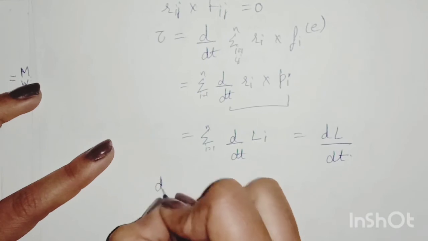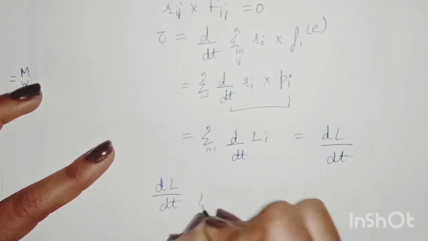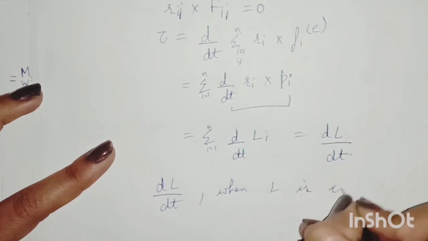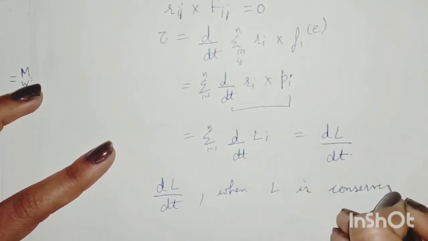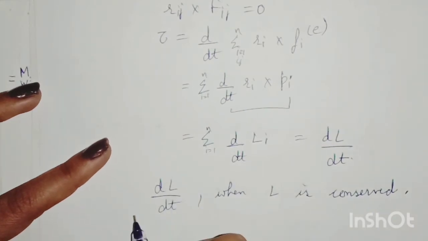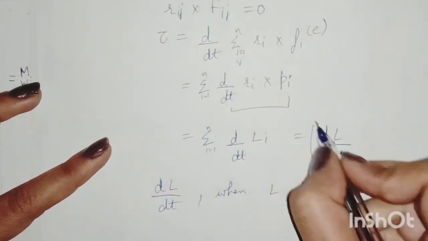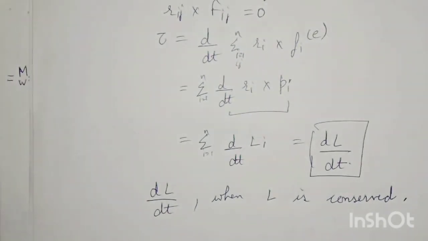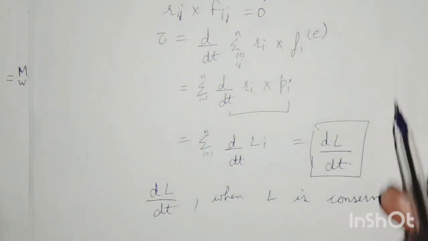So we get dL upon dt, when L is conserved. So we get this equation. So this is for our conservation of angular momentum.